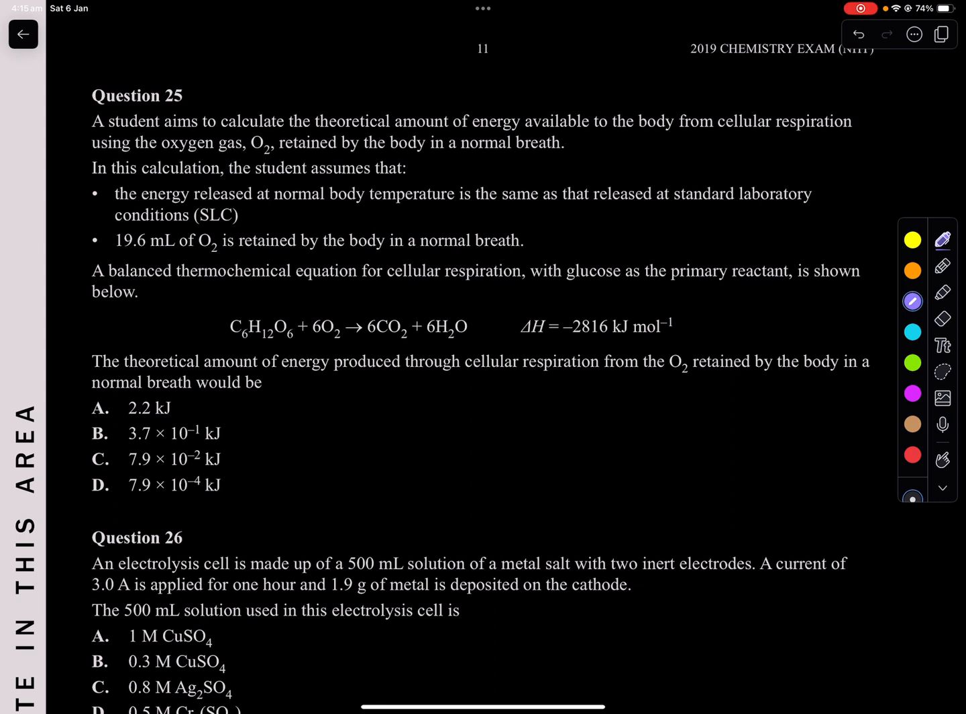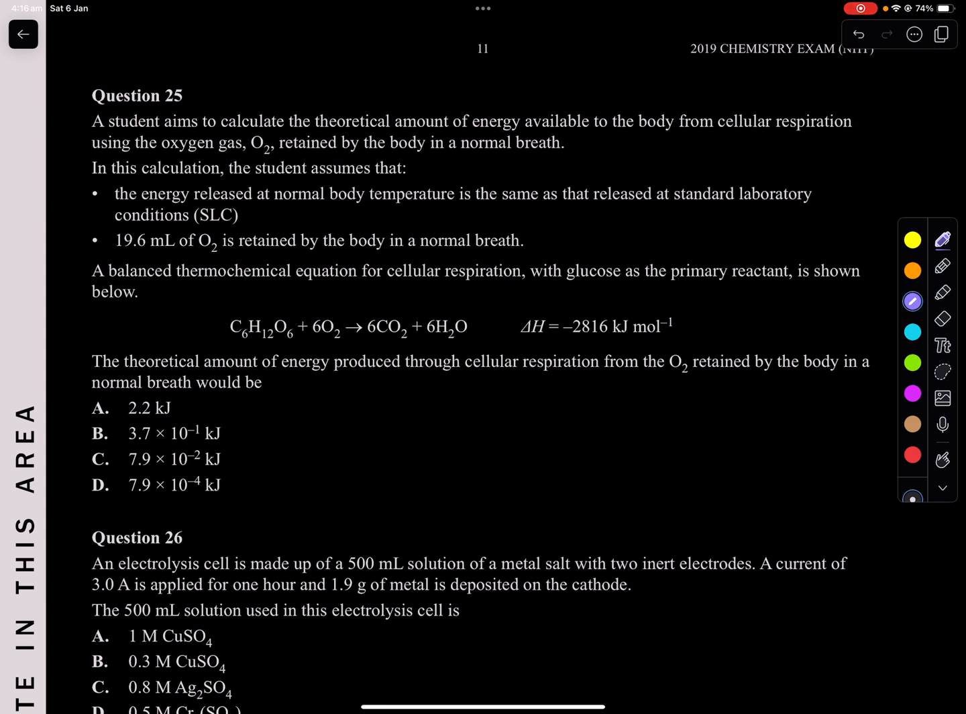So we're probably going to use n equals V over Vm. 19.6 milliliters of O2 is retained by the body in a normal breath, okay? A balanced thermochemical equation for the cellular respiration with glucose as the primary reactant is shown. Okay, that's good. The theoretical amount of energy produced from cellular respiration from O2 retained by the body in the normal breath would be what?